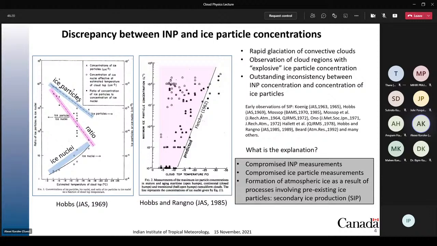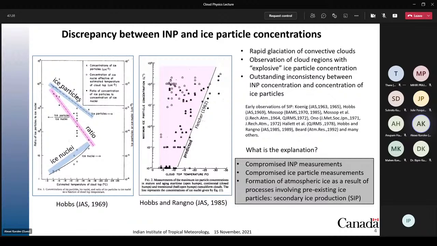Another diagram to look at the discrepancies: the reddish line shows the area of measured concentration of ice particles, and this straight line indicates the predicted concentration of ice nuclei, which should be approximately equal to the concentration of ice particles. It's one of the parameterizations by Fletcher. It was found that rapid glaciation of convective clouds occurs within a relatively short period of about 15-20 minutes, and inside those clouds an explosive increase in ice crystal concentration was observed. There was an outstanding inconsistency between the concentration of ice particles and ice nuclei, which we are talking about.